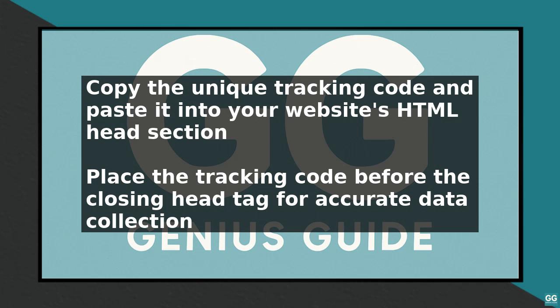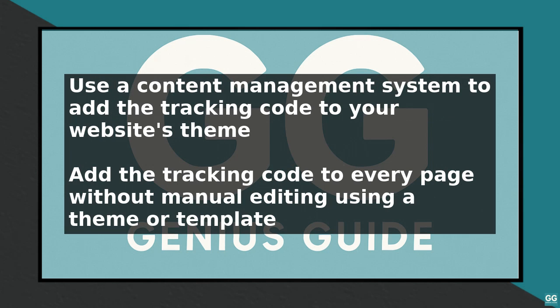If you are using a content management system like WordPress or Joomla, you can add the tracking code to your website's theme or template. This will allow you to add the tracking code to every page on your website without having to manually edit each page. Alternatively, you can use a plugin or module to add the Google Analytics tracking code to your website. Many content management systems have plugins or modules available that make it easy to add Google Analytics to your website.